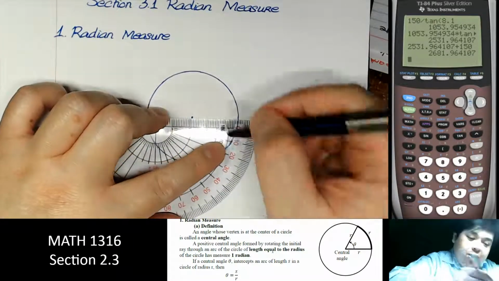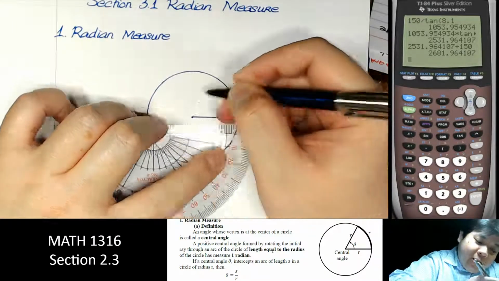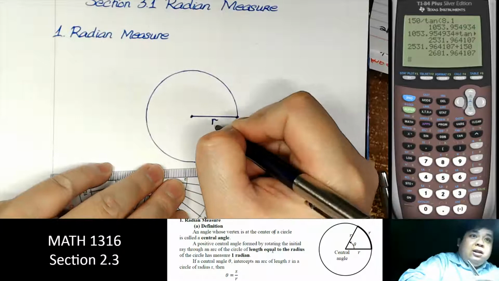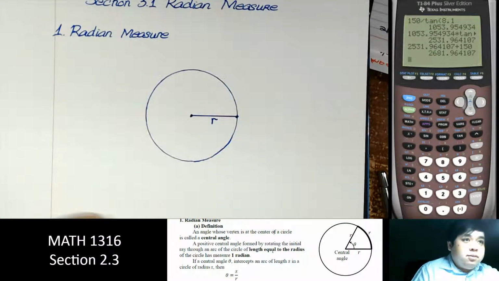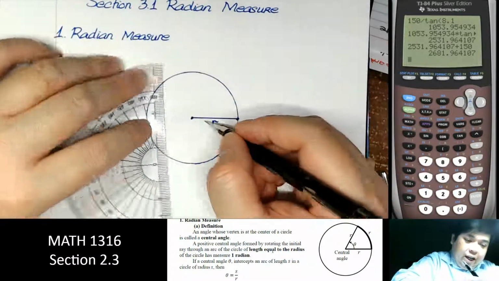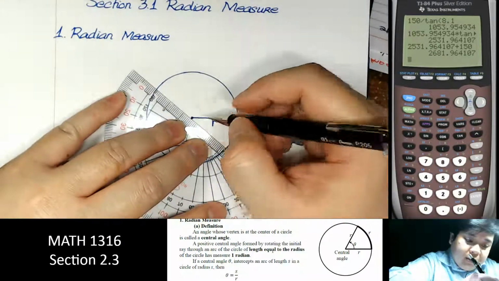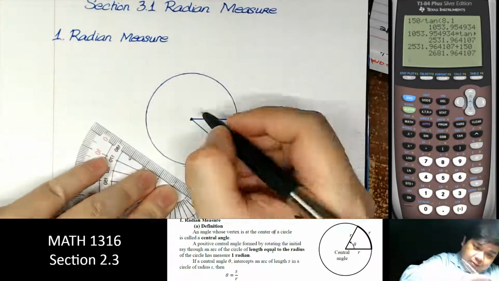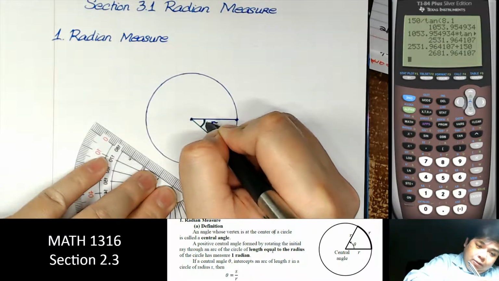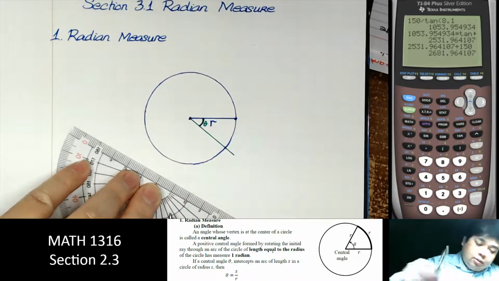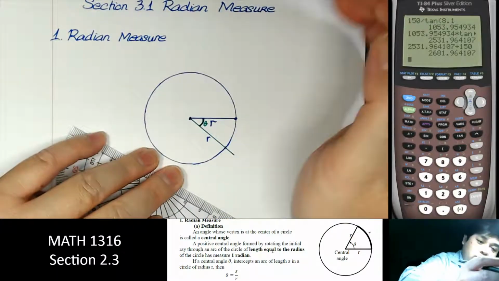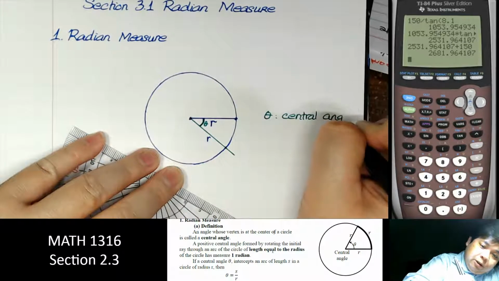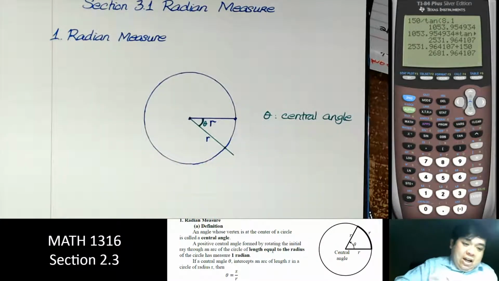Of course, in a circle, what we're going to have is from the center to the edge, and that is called the radius R. And if we have the angle between two radii, that theta is called the central angle: the angle between two radii with the vertex at the center.